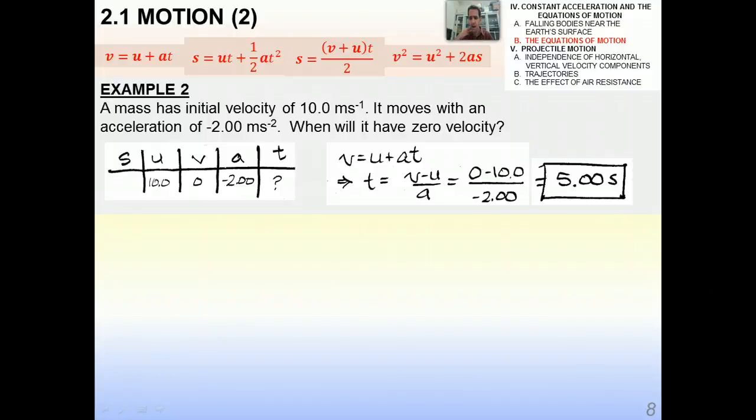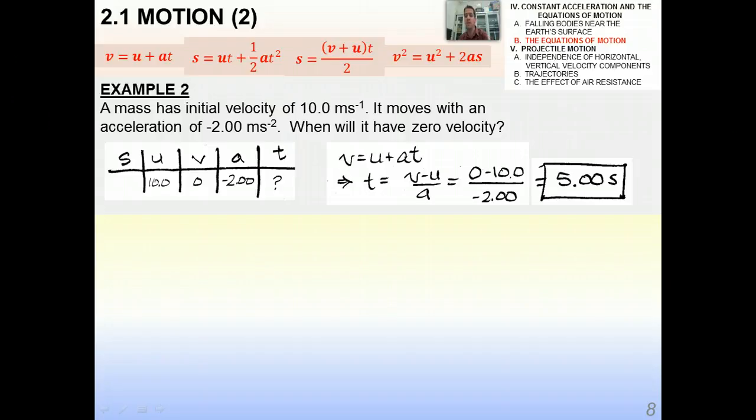Notice how I kept my negatives in here. Keeping the negatives and positives is really important, or else your answer will sometimes be nonsense. For example, what if you mixed up your negatives? You would have gotten -5 seconds, which obviously doesn't make sense, right? So you want to really keep your brain on in terms of what kind of answer makes sense and what kind of answer doesn't make sense.